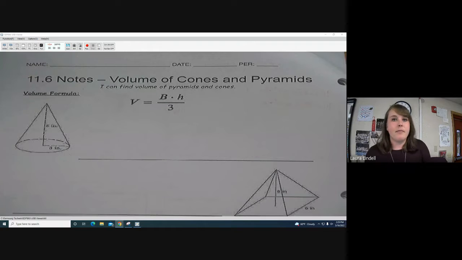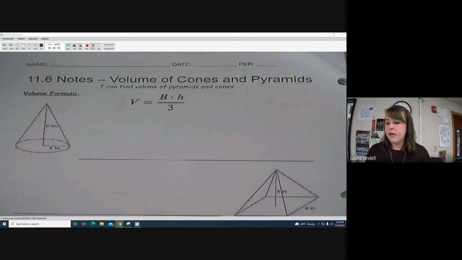Today we're doing the 11.6 notes, which is on the volumes of cones and pyramids. So if you were here with us yesterday, we talked about volumes of cylinders and prisms, which is almost exactly the same as volumes of cones and pyramids. The only main difference is when you find the volume of a cone or a pyramid, you're taking that volume that you would have had for a prism or a cylinder and dividing it by 3.